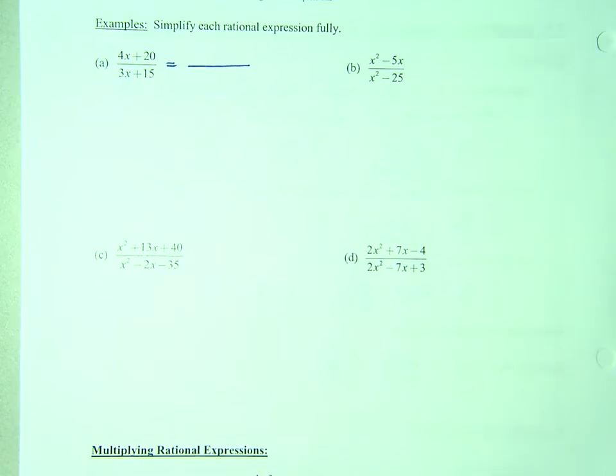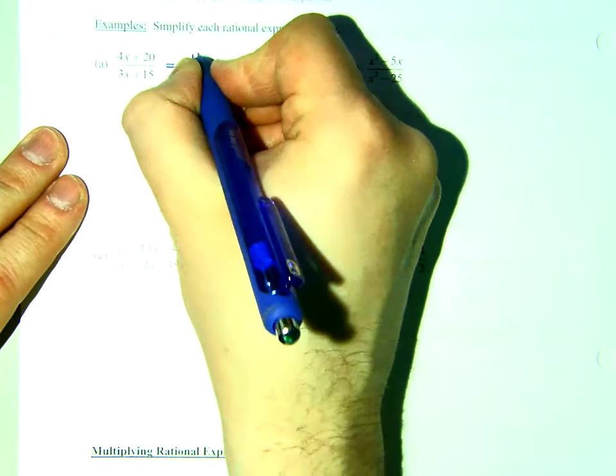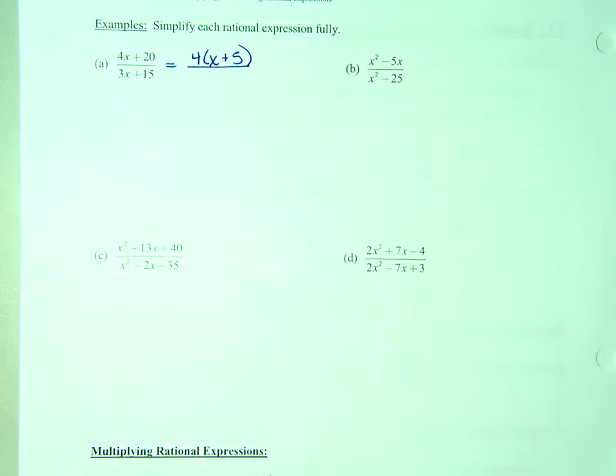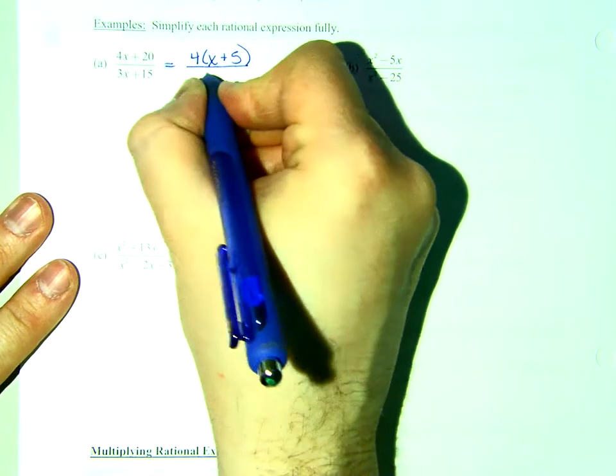Shay, what can I do in the numerator? 4 times x plus 5. Good. Start by looking for a GCF. There is one. 4 times x plus 5. Dawson, what about the denominator? Good.